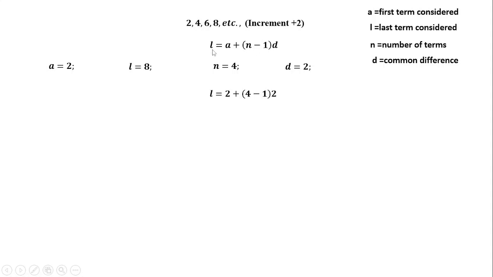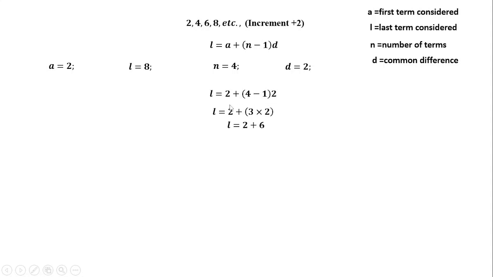So how do I calculate? Yes, we can see L is equal to, I substitute the value of A as 2, N is equal to 4, and then minus 1, and D is equal to 2. Likewise, I substitute the values. From this I can get the equation like this. After that I simplify this. I can get L is equal to 2 plus (4 minus 1, which is 3), so 3 cross 2 I can write.